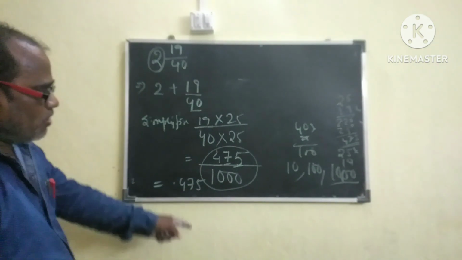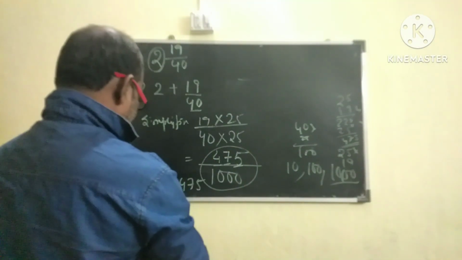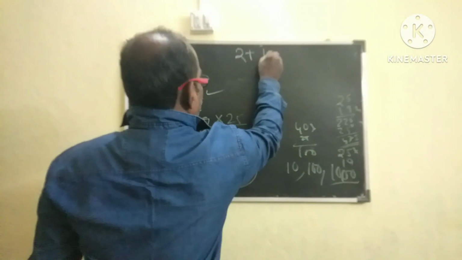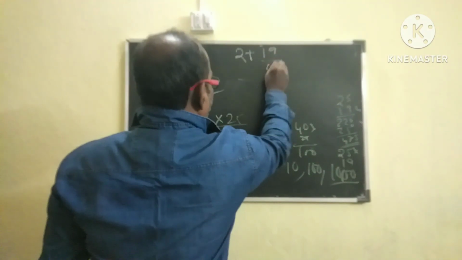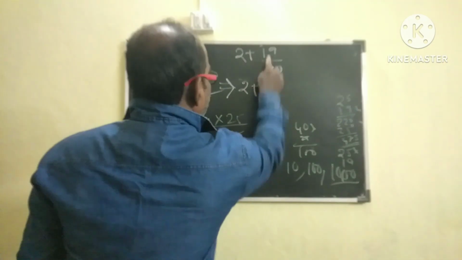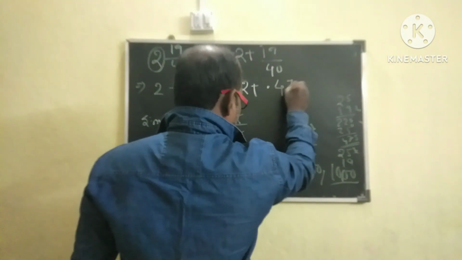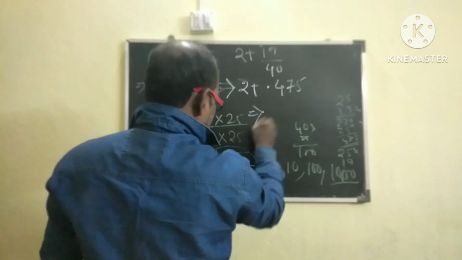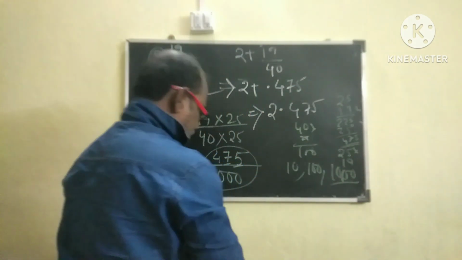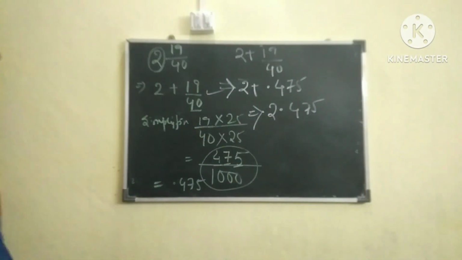After this, your question continues. So from this we can write it here. You write this question again: 2 plus 19 by 40, which means 2 plus 0.475. Your answer is 2.475. In such a simple form, you can find out your answer.